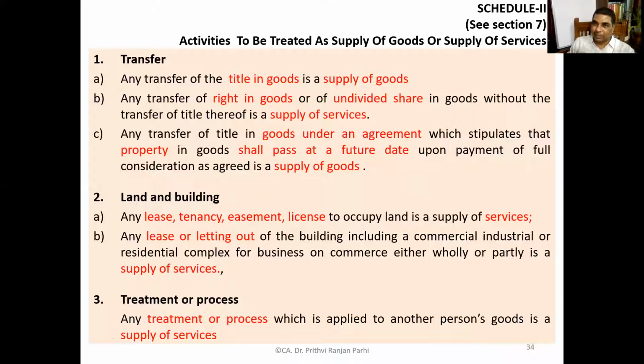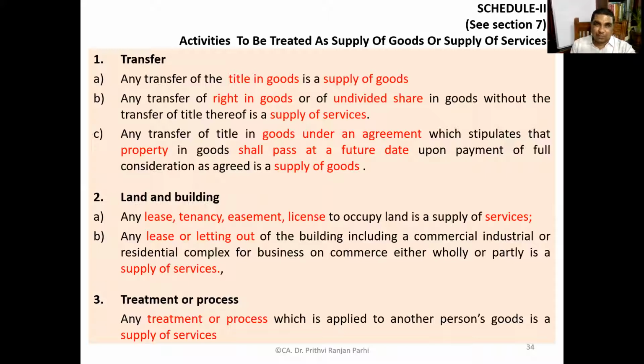Goods you already know, it's a movable item. So if the title of the goods is transferred by whatever means, even if goods are not physically transferred, it will be treated as supply of goods. That means it is not supply of services. Suppose you are transferring your TV to somebody else, and you're transferring the title, the ownership, by a piece of paper. It will be treated as supply of goods.